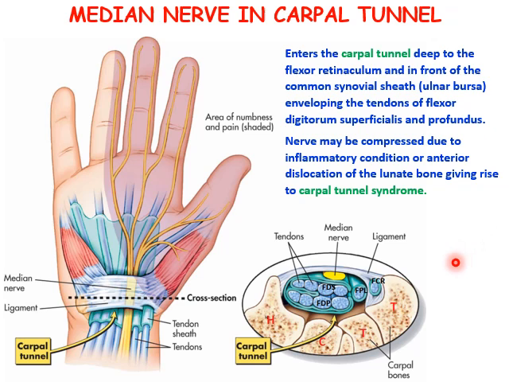Median nerve and carpal tunnel. So at the distal end of the forearm, the median nerve, which is resting between the flexor carpi radialis tendon and the palmaris longus tendon, enters into the carpal tunnel beneath the flexor retinaculum.